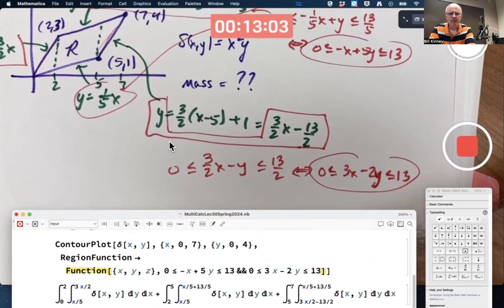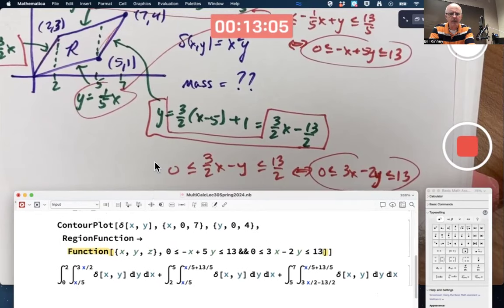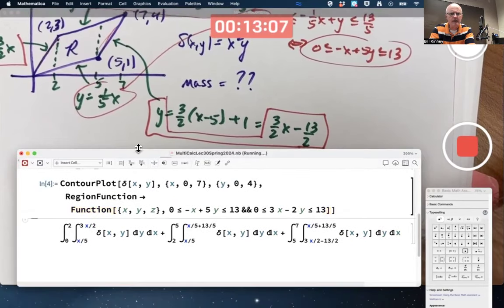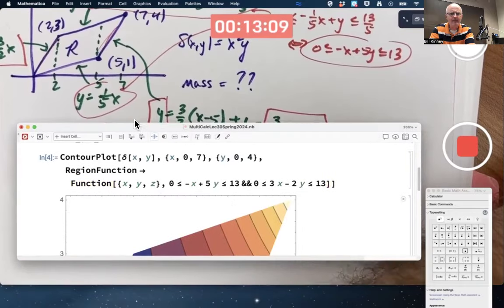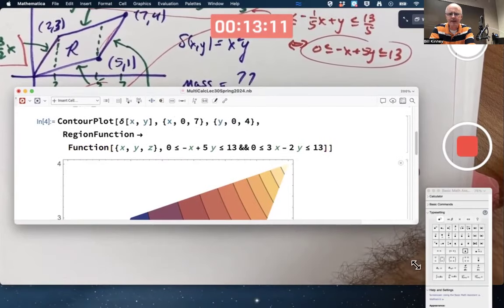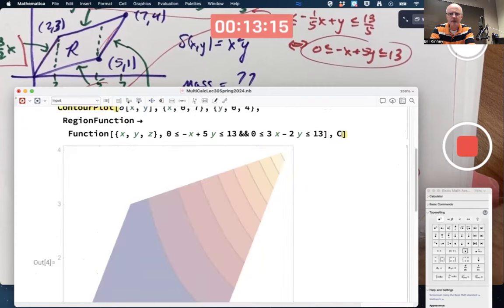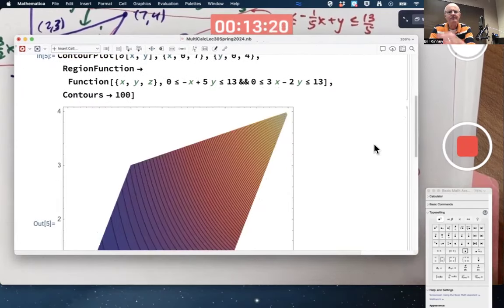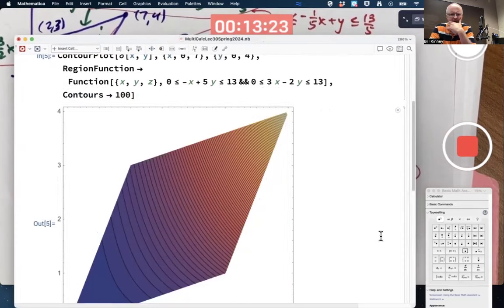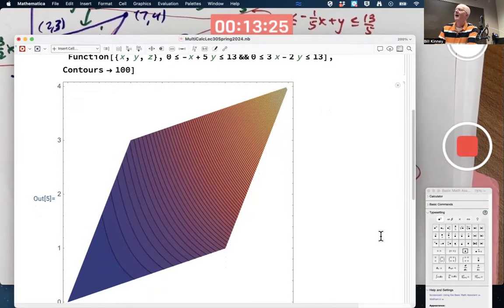So I think this will work. I think I'll graph it, or the parallelogram. Yep, there it is. Let's also add in more contours. How could I estimate the integral from this picture? I could try to estimate the average value, very roughly speaking, of the function and multiply times the area of the parallelogram.